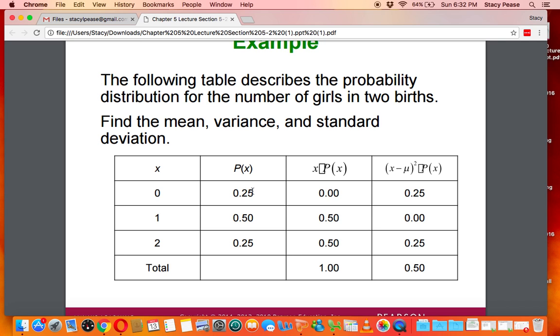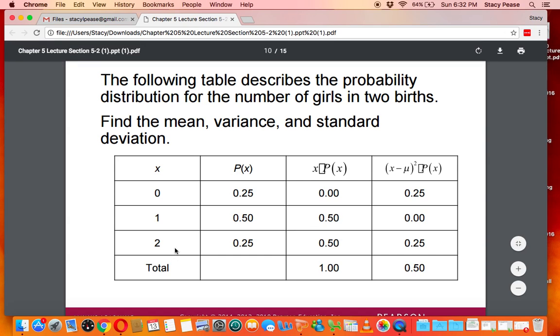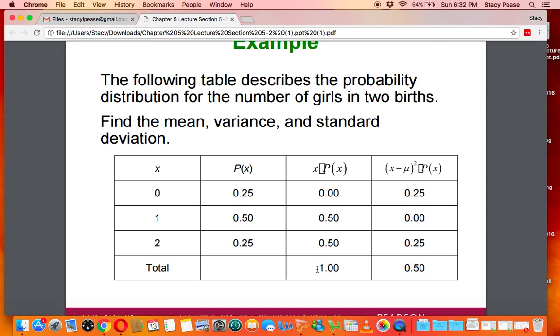So 0 times 0.25, which is our x, times the probability of x, is 0. For 1 times 0.5, it's 0.5, and 2 times 0.25 is 0.5. And when you add all of those together, you get 1.00, which is our mean.